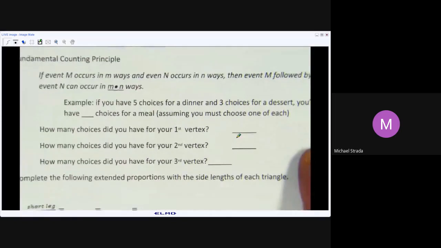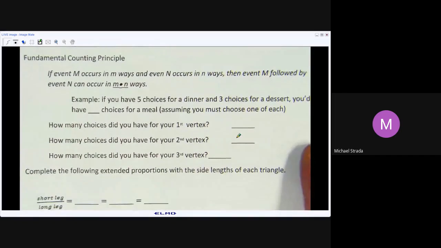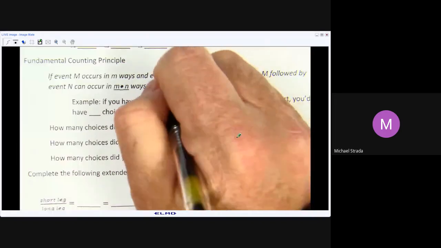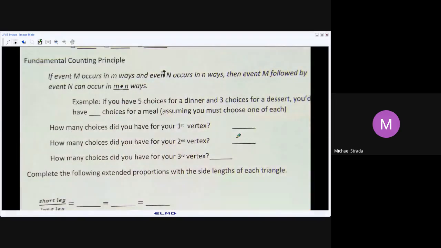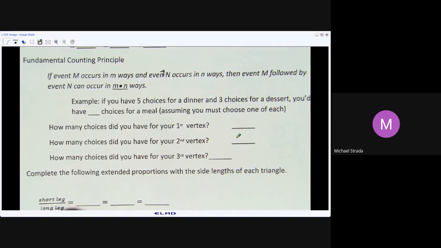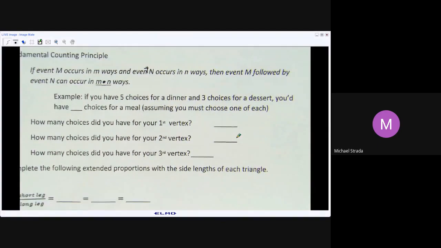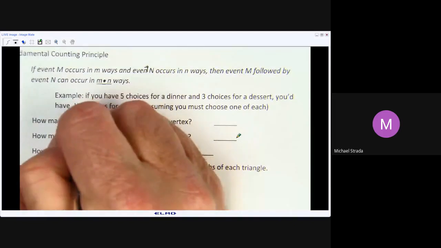We will deal with this later in the year when we deal with probability, but the fundamental counting principle says if event M occurs in M ways and an event N occurs in N ways, then event M followed by event N can occur in M times N ways. Example, if you have 5 choices for dinner and 3 choices for dessert, you'd have how many choices for a meal, assuming you must choose one of each? 15. All right, all it is, is multiply.